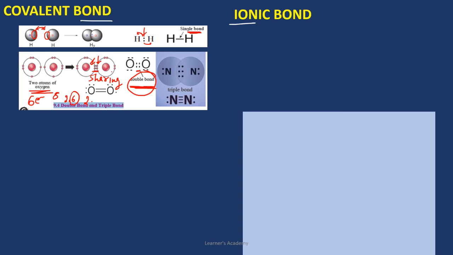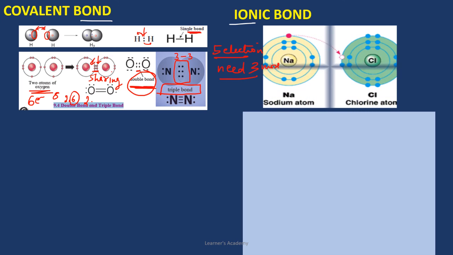Now for a triple bond, let's take the example of nitrogen. Nitrogen has 5 electrons in the outermost shell, which means it needs 3 more. So there will be sharing of 3 electrons with another nitrogen atom. This nitrogen atom will share its 3 electrons with the other, and the other will share its 3 with this one. So there is a triple bond, as 3 electrons are involved in the sharing. So these types of bonds are called covalent bonds, where there is a sharing of electrons.